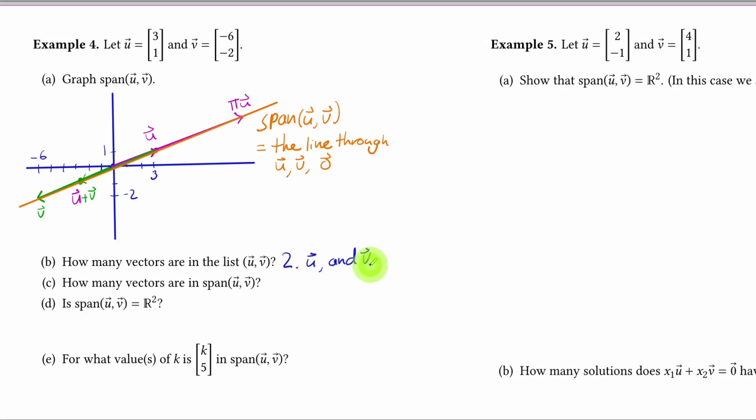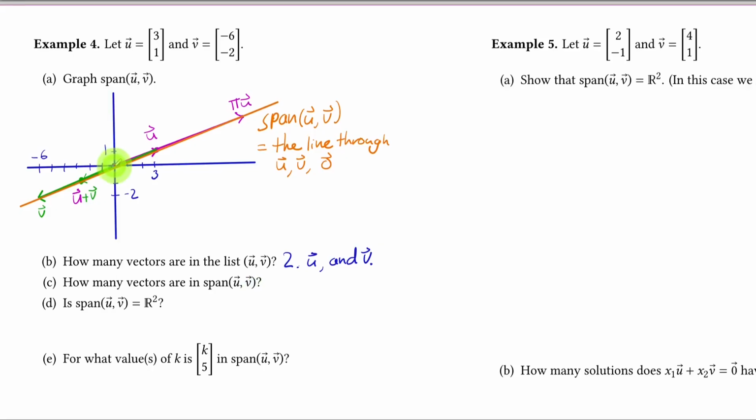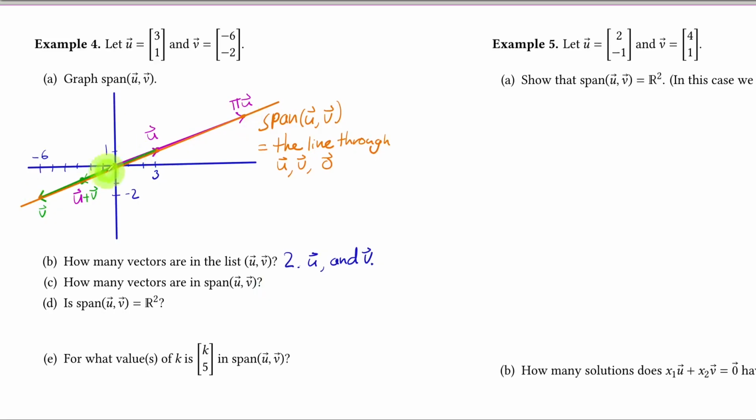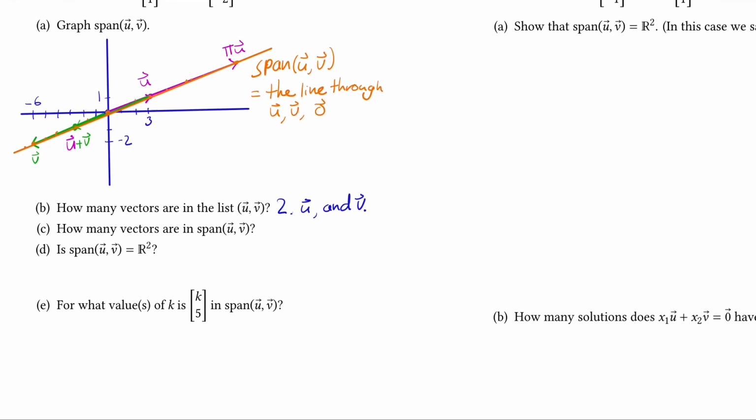How many vectors are in the span of u and v? Well, that includes all the vectors that we're talking about, like 0 and u and pi times u and v and u plus v and v plus 7 times u, all kinds of things like that. Any point on this line you can scale u and or v to get to that point. So there's an infinite number of those points.